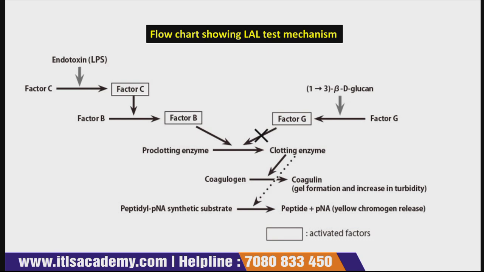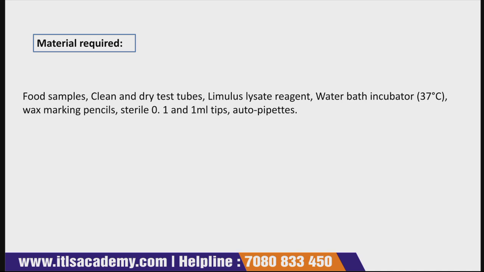the LAL test mechanism. Then what are the materials that are required? The first material is the food sample. Then you require a clean and dry test tube, a Limulus Lysate reagent, a water bath incubator at 37 degrees centigrade, a wax marking pencil, and you need a sterile 0.1 and 1 ml tip autopipette.